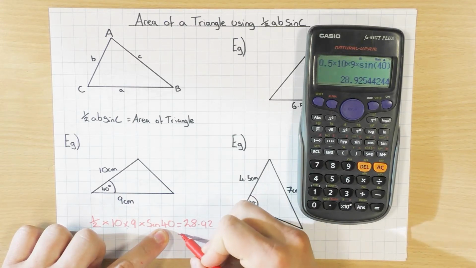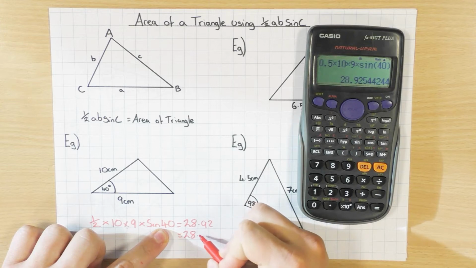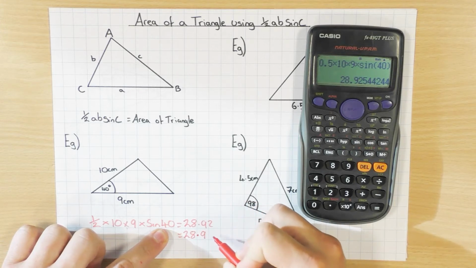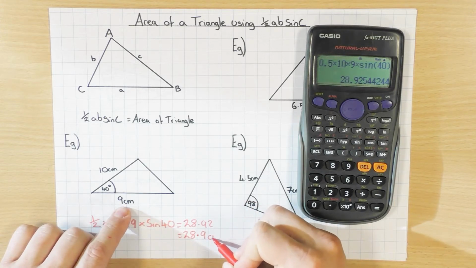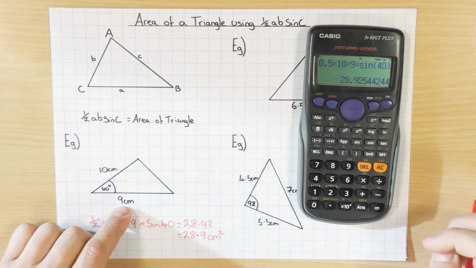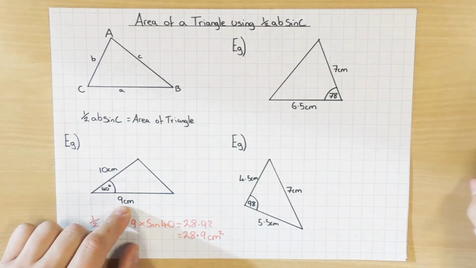that's 28.92. So if we were to round that to one decimal place, 28.9. And don't forget, because it's area of a triangle, it will be centimeters squared. Okay, so there's the first one.